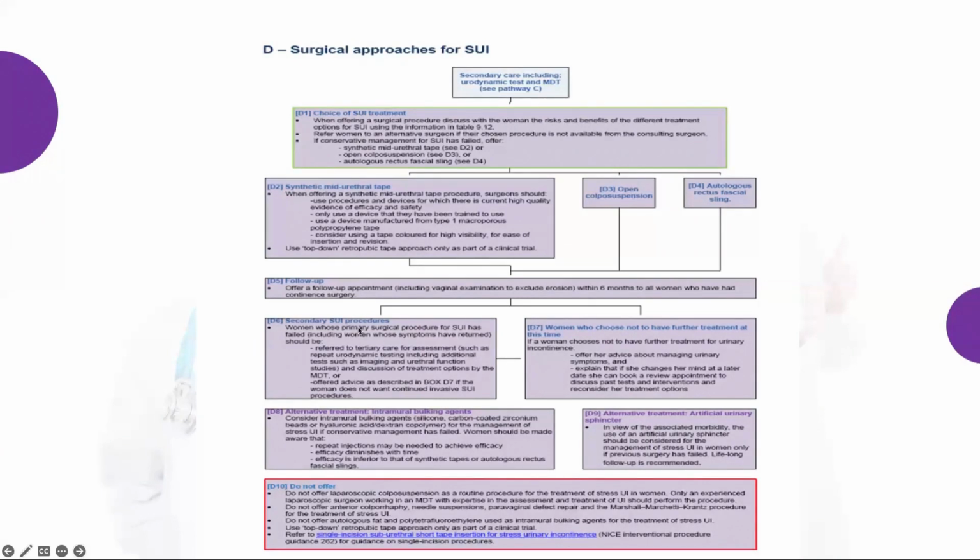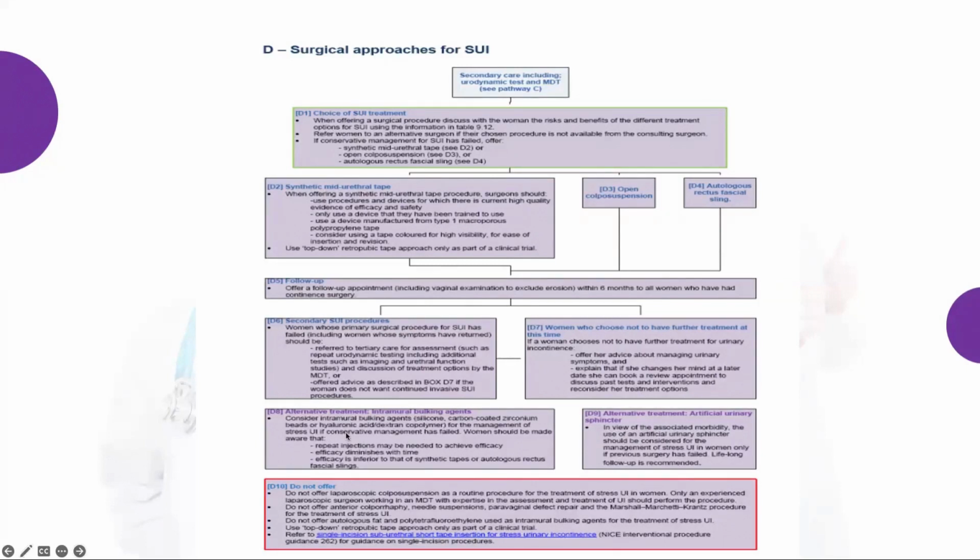Then if this fails, there are secondary stress urinary incontinence procedures, for women whose primary surgical procedures have failed and who are returning to you. You have to refer them to tertiary care centers with an MDT approach. Also, a woman may say, I don't want to do any further surgery. Then you offer her advice about management of the urinary symptoms, and explain that if she changes her mind, she can always come back to you, and she can reconsider other treatment options.